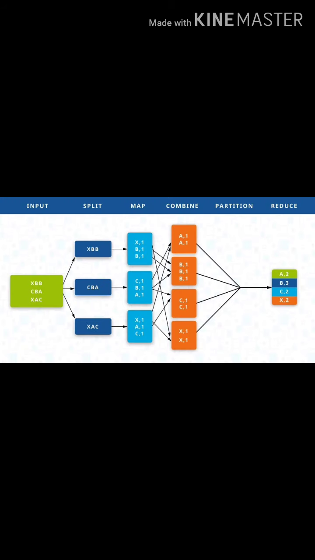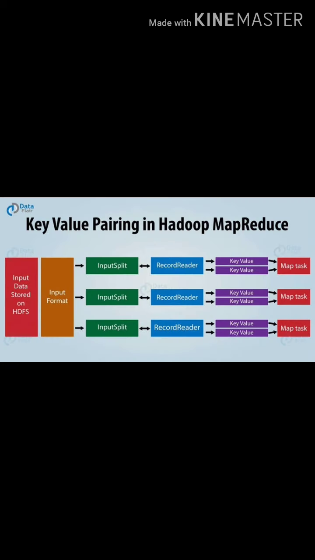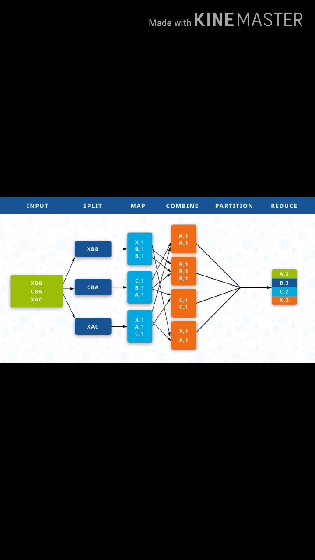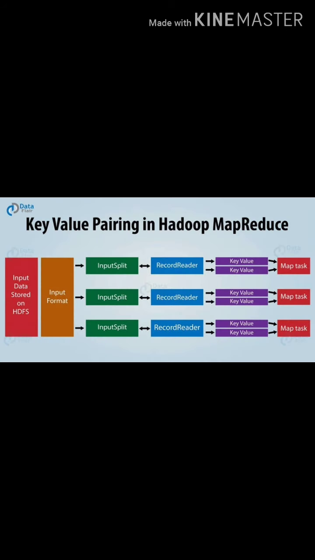The important thing is that the input to each phase is a key-value pair. In addition, every programmer needs to specify two functions. That is very important: every programmer needs to specify two functions.